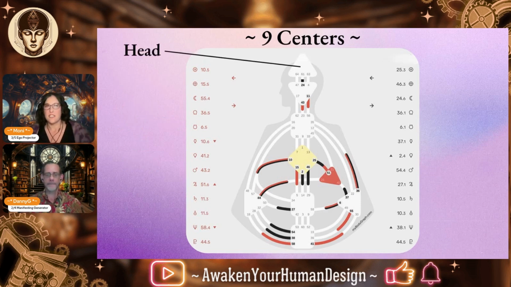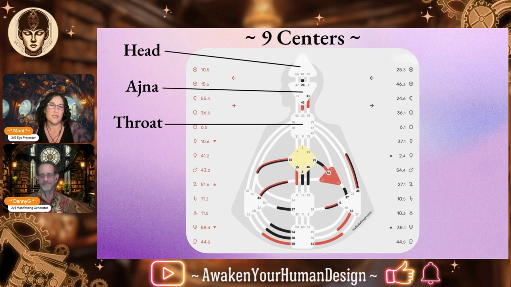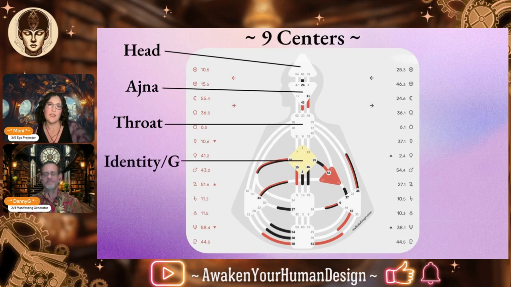Just to point out the centers, first up top, the white triangle pointing upward is the head center. It's about inspiration and asking questions. Then the white triangle pointing downward is the ajna, and it's receiving those questions and processing a mental answer. An awareness center. And then the throat center is the white square, and that's about expression into the world, the creation, the manifestation into the physical. Then we have the identity, also called the G center, the yellow diamond right in the center, and that's about love and direction.